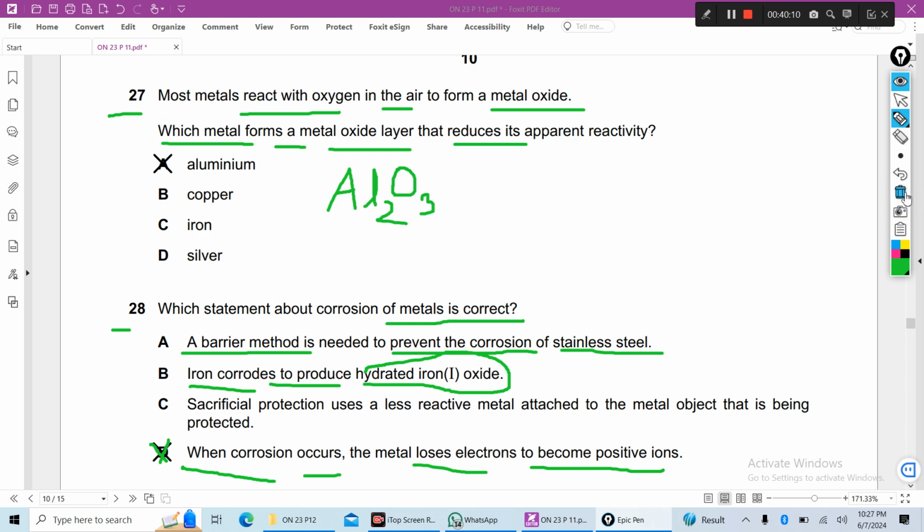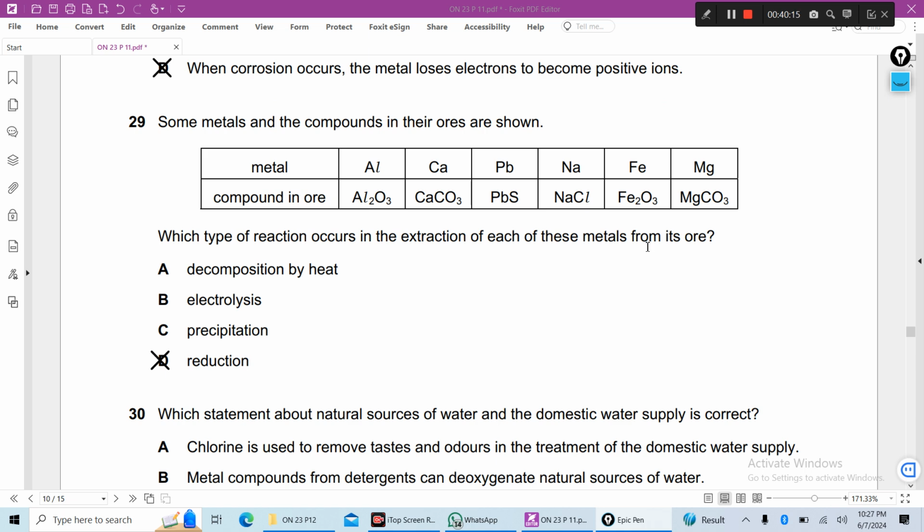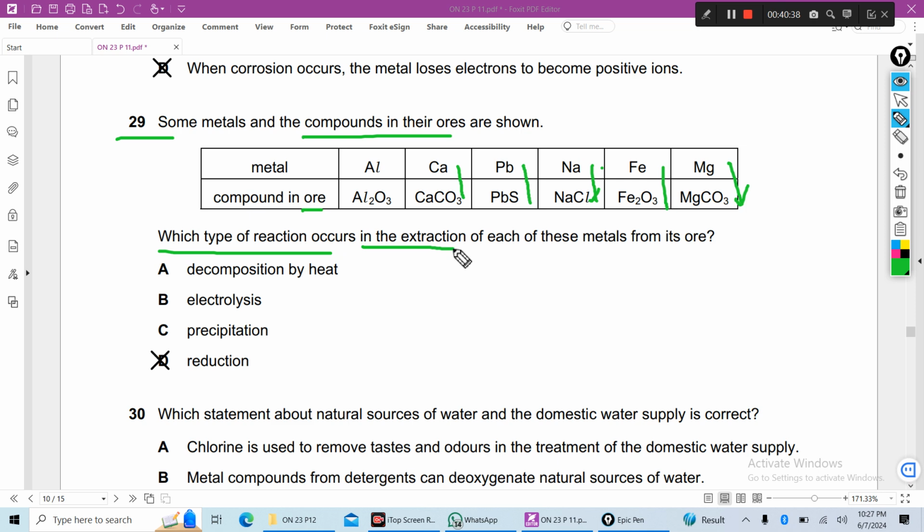Next, this is 29. Some metals and compounds in their ores are shown. Metal and their ore: aluminium, aluminum oxide; calcium, calcium oxide; lead, lead oxide; sodium, sodium chloride; iron, iron 3 oxide; magnesium, magnesium carbonate. Which type of reaction occurs in the extraction of each of these metals from its ore? So, which process occurs?